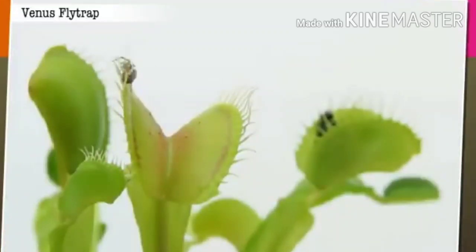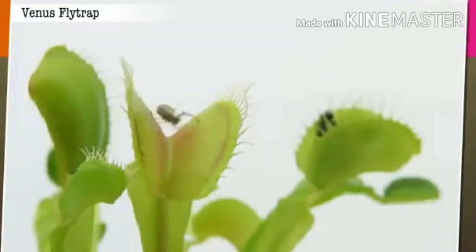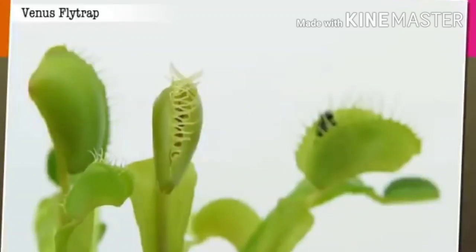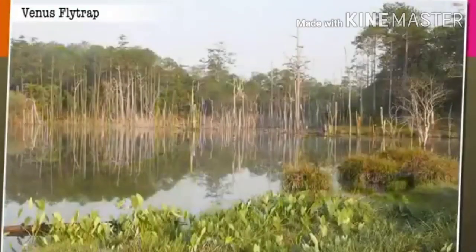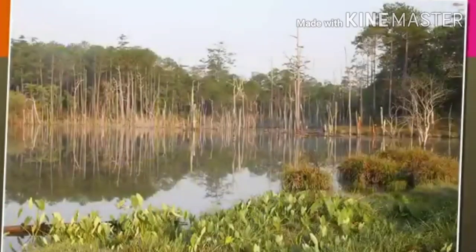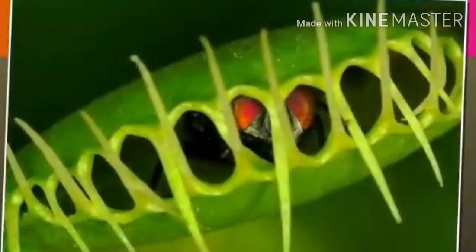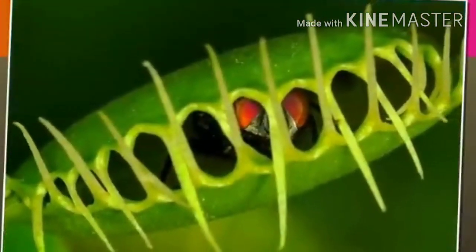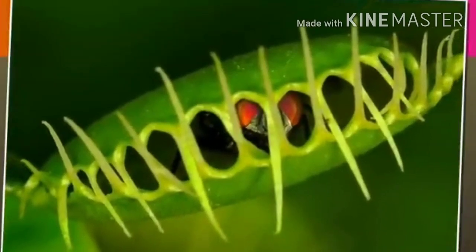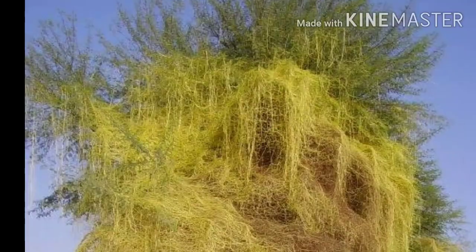Now watch this carefully. The fly unknowingly hovers over the leaf of the Venus flytrap plant, and there it gets trapped. That's the wonder of nature. Many of these insectivorous plants are capable of living in barren or boggy places, as they get the nutrients from the insects they feed on, instead of from the soil.